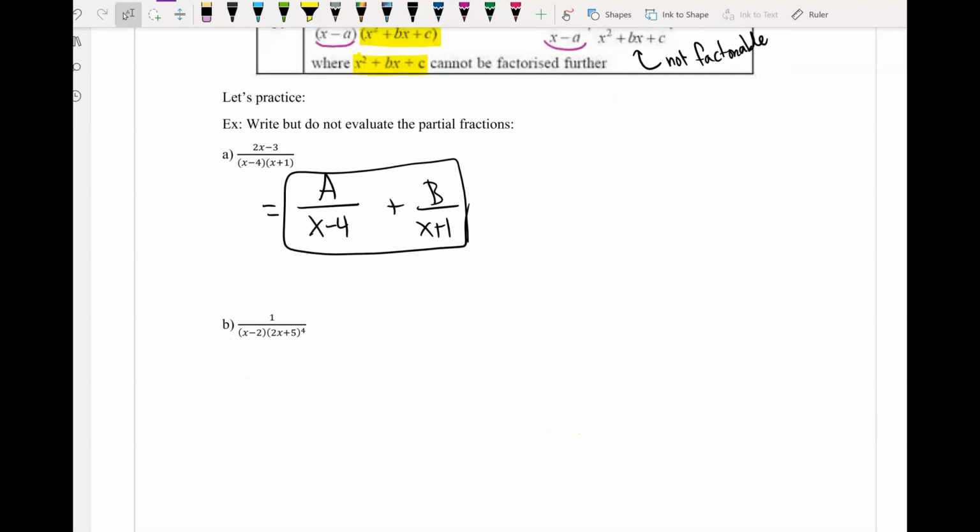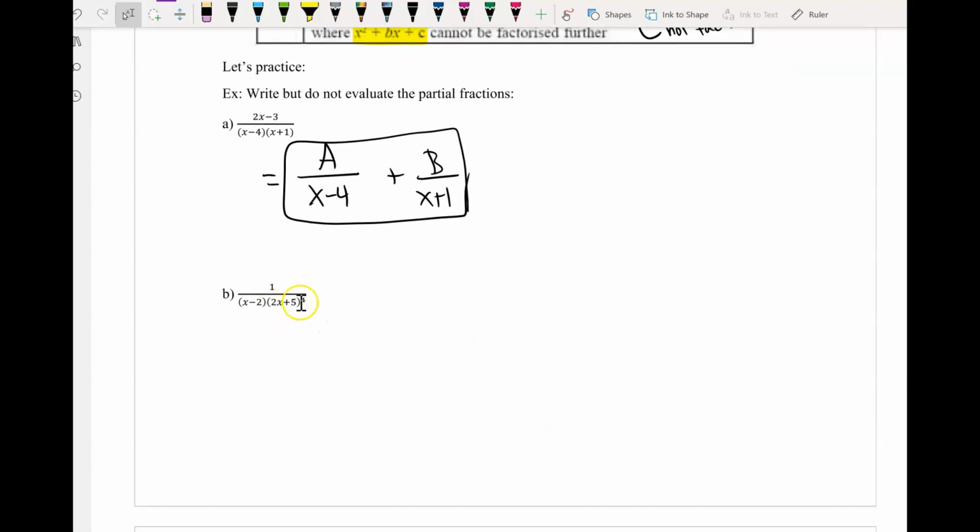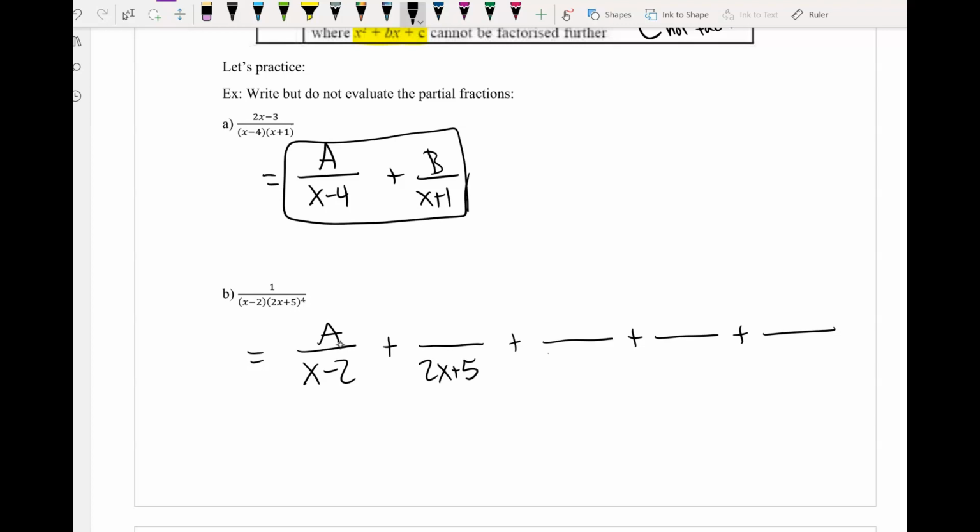Now this next one, 1 over (x minus 2)(2x plus 5) to the fourth power. So I have a basic, non-repeated factor. That's just going to be A over x minus 2. And now you have a power of 4 that's repeated. That means we're going to have to write this 4 times. The first one is going to be a regular 2x plus 5. The next one's going to be 2x plus 5 to the second power. The next one's going to be 2x plus 5 to the third power. And the next one's going to be 2x plus 5 to the fourth power.